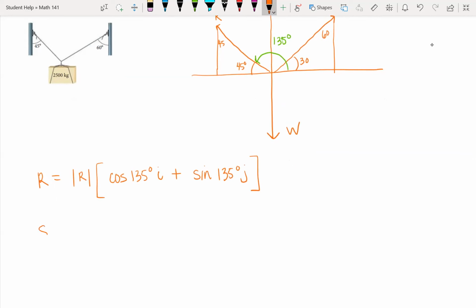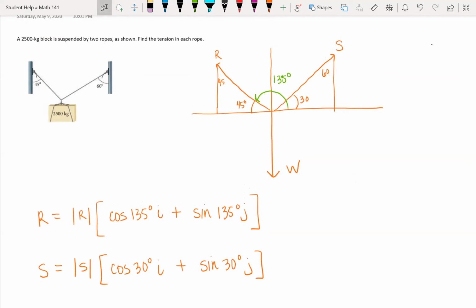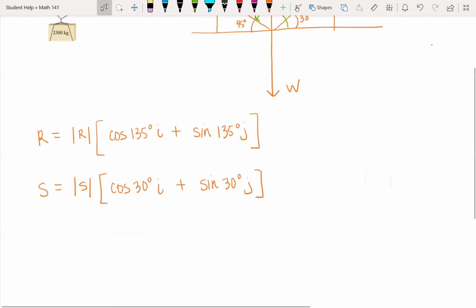Similarly for S, it's going to be whatever the magnitude of that vector is, or the tension, multiplied by the two components, cosine of 30 degrees times I plus the sine of 30 degrees times J. So I'm taking the two components of the vector and multiplying by the magnitude of that vector, which is the part I don't know. The thing in absolute values is the magnitude.